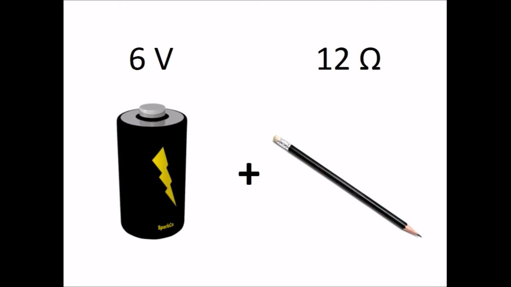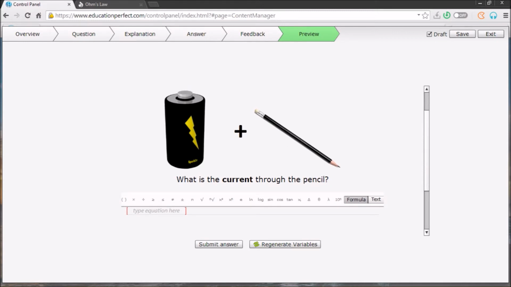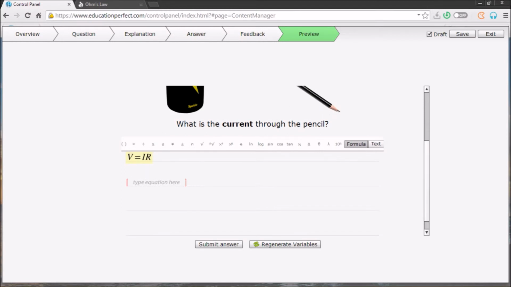How do we calculate the current going through the pencil? We use Ohm's law, of course. V equals IR. Since we already know the voltage and want to find a current, we need to rearrange this. Divide both sides by R to get I equals V divided by R.